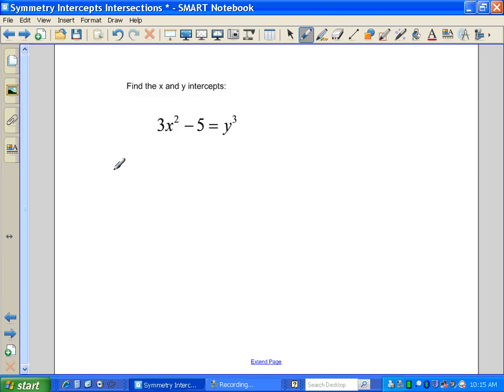So if we're going to try to find x and y-intercepts, we could try to graph this, but we'd have a hard time graphing it because it's x's and y's and cubes and things like that. So let's go with the definition.